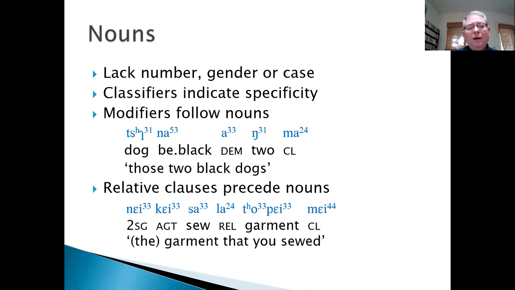In terms of the word order, what we find is that all noun modifiers follow nouns. So here we have an example, zinangma, those two black dogs. And so the stative verb be black is the first thing after dog. Then we have the demonstrative, a numeral, and a classifier. The one type of modifier that precedes the noun is the relative clause, and that you see here. We've got a noun, tobe mate, which means garment. Our relativizer is la, and so you see that in English, the phrase that you sewed is nege sa la, and it occurs before the noun.